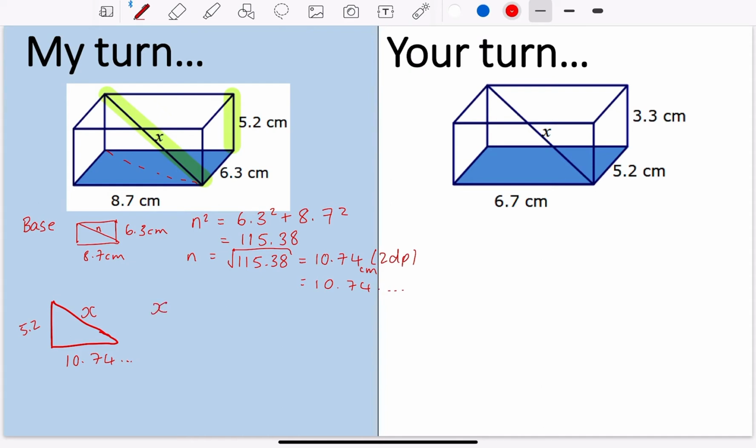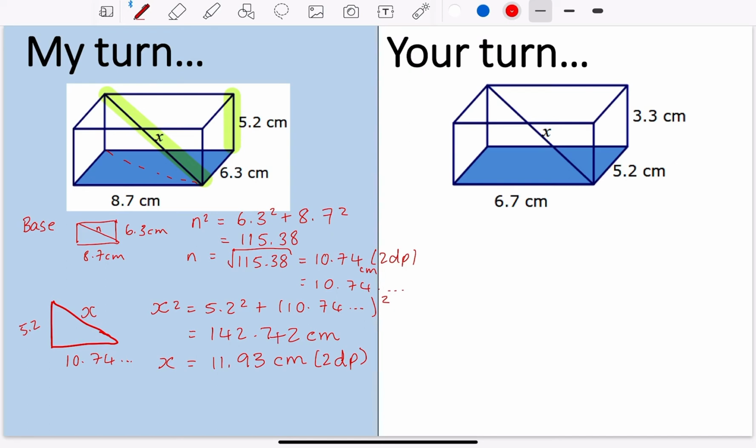So I'm going to get x squared is equal to 5.2 squared add 10.74 and the rest all squared. That is going to give me a value of 142.42 centimeters, but again that doesn't actually tell me anything just yet. So when I square root it to find x, I'm going to get a value of 11.93. Now it's important to have that unit, and I've also rounded that to two decimal places, so I'm just going to state that on the end.